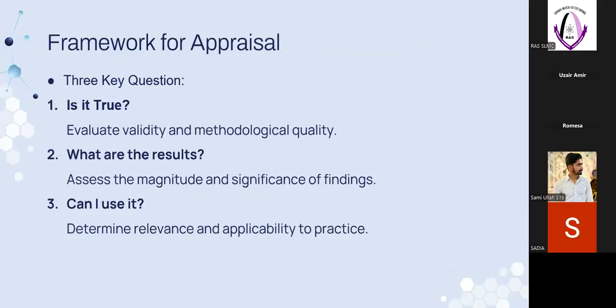So, what is the framework for appraisal? What do we have to do to critically analyze, and what are the main parts of critical analysis? We need to ask ourselves three main questions. First: is it true? Evaluate validity and methodological quality. Let's take an example. A study claims coffee reduces depression, but includes only 10 students without any control group. Is it ensuring validity and methodological quality? Obviously not, so it will not hold true.